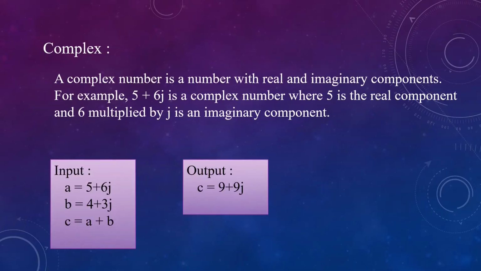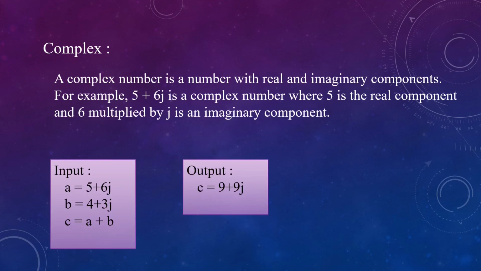The next number data type is complex. A complex number is a number with real and imaginary components. For example, 5 plus 6j is a complex number, where 5 is a real number and 6 multiplied by j is an imaginary component. Here is the example.